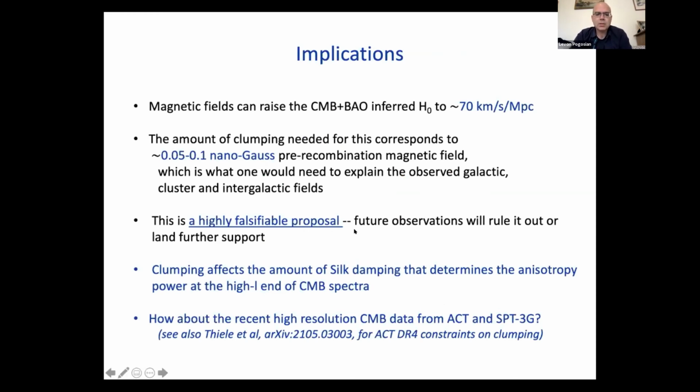It can be easily ruled out by future observations, and high resolution CMB data is going to play a very important role in this. In particular, this kind of clumping affects the amount of Silk damping, which affects the power of CMB at high L. And so that's why experiments like ACT, SPT-3G, and future experiments will be very useful in constraining these models.